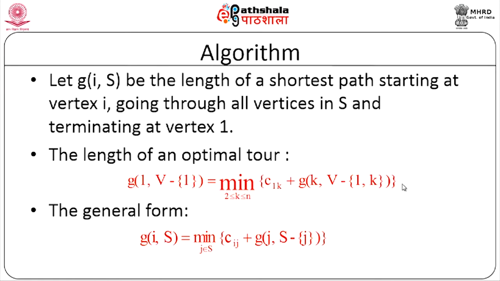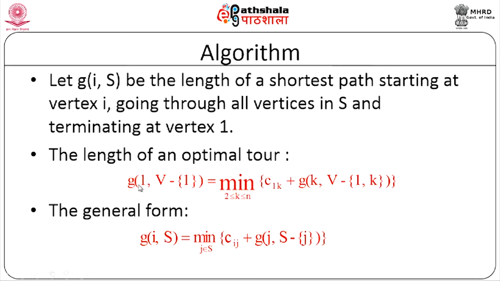So, the core idea is going to be like this. I am going to find g of I comma S. This is going to be the length of the shortest path starting from the vertex I, going through all the vertices in S and terminating at vertex 1, which is considered to be the source or the home city of the salesperson. So, the length of the optimal tour is going to be the minimum.